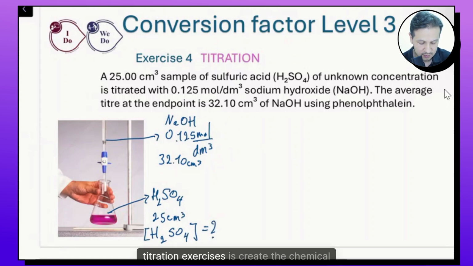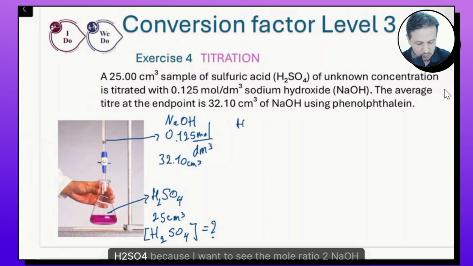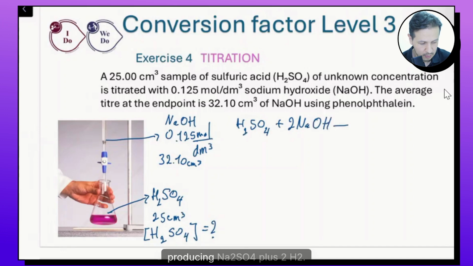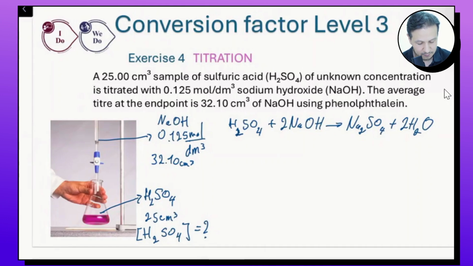The first step to solve titration exercises is to create a chemical equation. So here I have H2SO4, because I want to see the mole ratio, plus 2NaOH producing Na2SO4 plus 2H2O. I have used this equation a lot, so I have memorized the balancing too. Always when you are approaching stoichiometry exercises or titrations, make sure that the equation is balanced, okay? Now, the starting point will be 32.10 cm³.